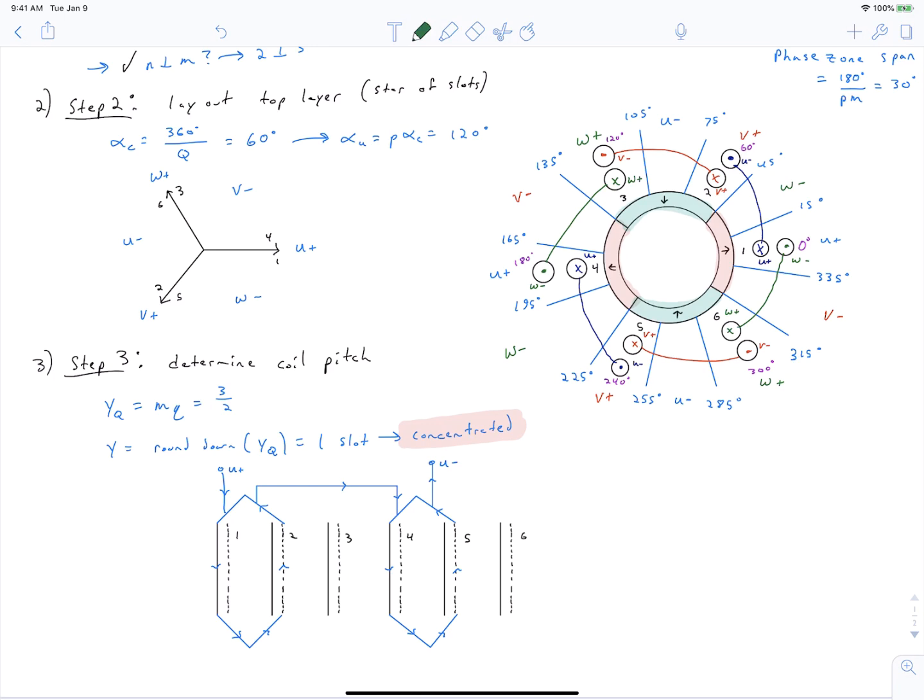And so what this is building up to is thinking about what it means to lay out a single layer winding. Because in a single layer winding, we traditionally would use our star of slots to identify our positive and negative phase bands. But in this case, there's no coils that are residing in our negative phase band. So where should we have the return coil side for a U plus coil?